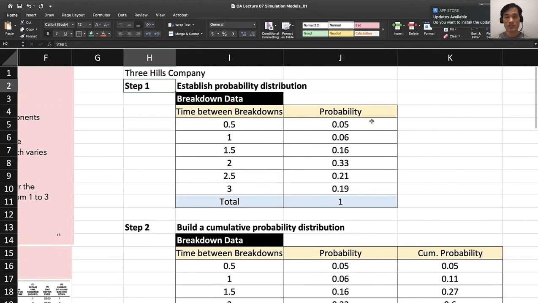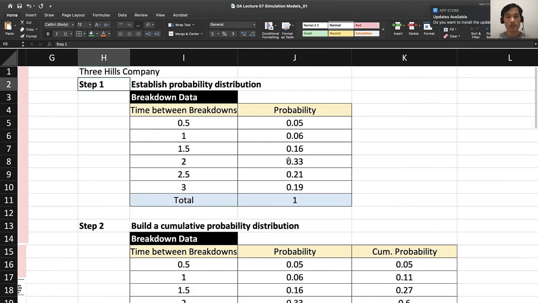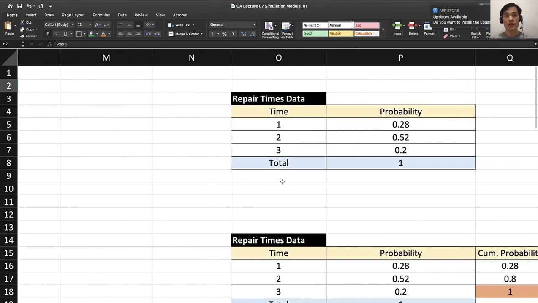Time between breakdowns and the probability: a half hour, I mean 30 minutes, and 1 hour, and 1 hour 30 minutes. That's the time between breakdowns, and the probability from the history is derived here. And the total is 100%, so that's good. We also have this repair time data that's also from the case: 1 to 3 hours, 1 hour, 2 hours, and 3 hours. And the probability is 28%, 52%, and 20%. So in most cases, repair takes about 2 hours.